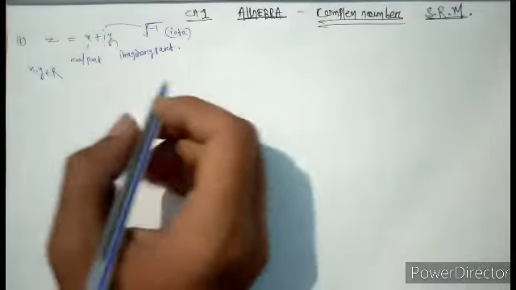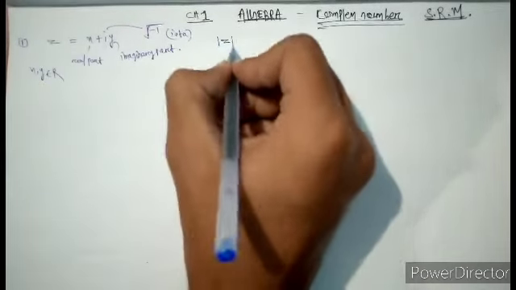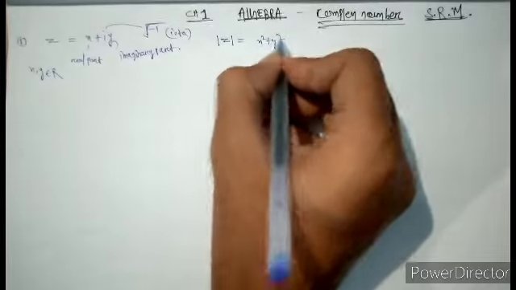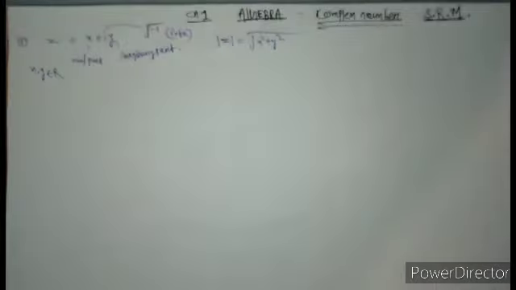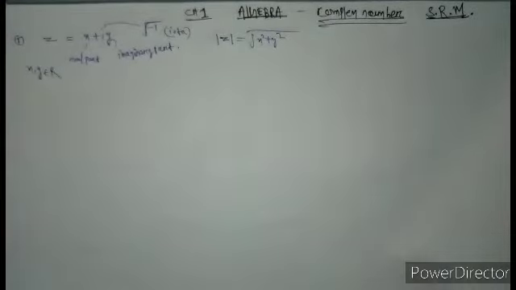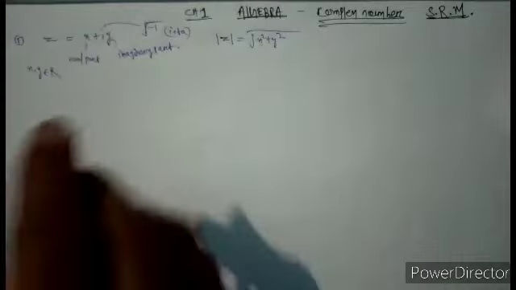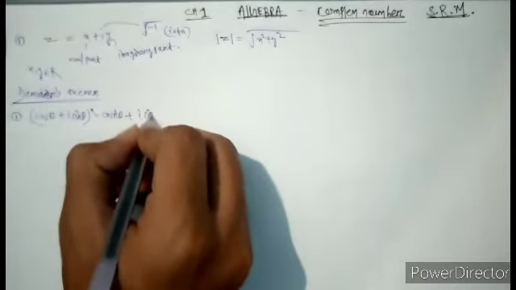Then the modulus of Z is equal to the root over of x square plus y square. Then we have to discuss all the formulas of De Moivre's theorem. First one is (cos theta plus i sin theta) to the power n is equal to cos n theta plus i sin n theta.